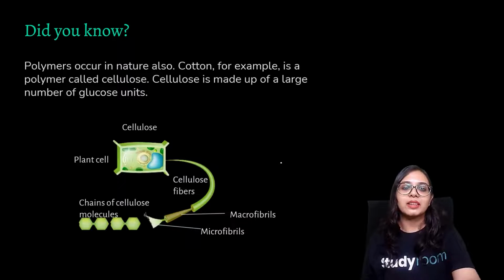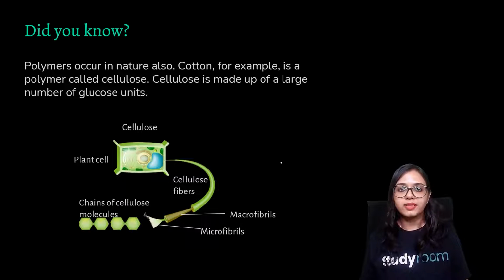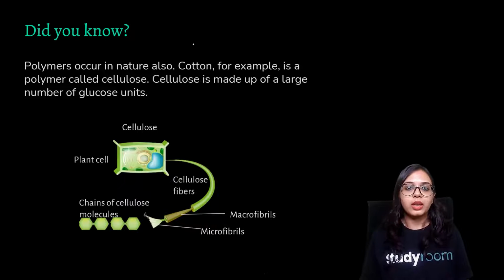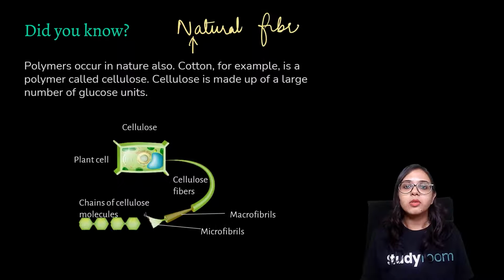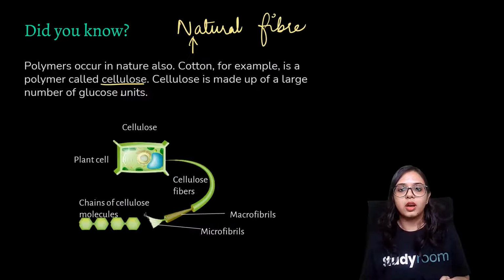An interesting fact is that cotton is a natural fiber. We just saw that cotton is a natural fiber. But an interesting fact about cotton is that it is also a polymer, and it is a polymer called cellulose. Now you may be wondering why we are using the word polymer in the case of a fiber that is obtained naturally.